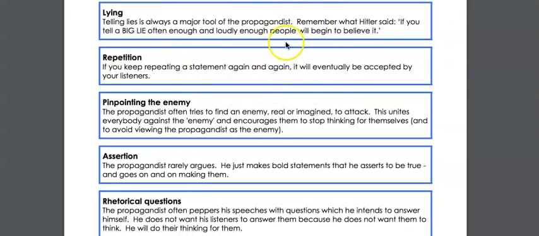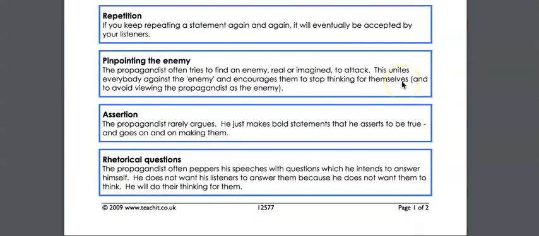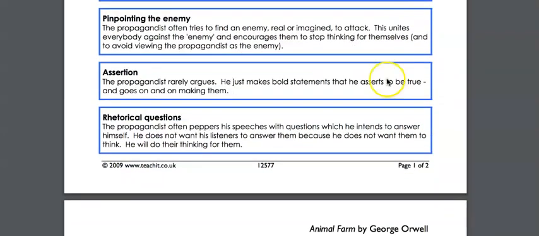Repetition, of course, by repeating something over and over again, then the listeners start to agree with it. Pinpointing the enemy. So creating an enemy, it could be a real enemy or imagined. So take a look at Squealer's speech and figure out what enemy he's trying to focus the other animals' attention on.